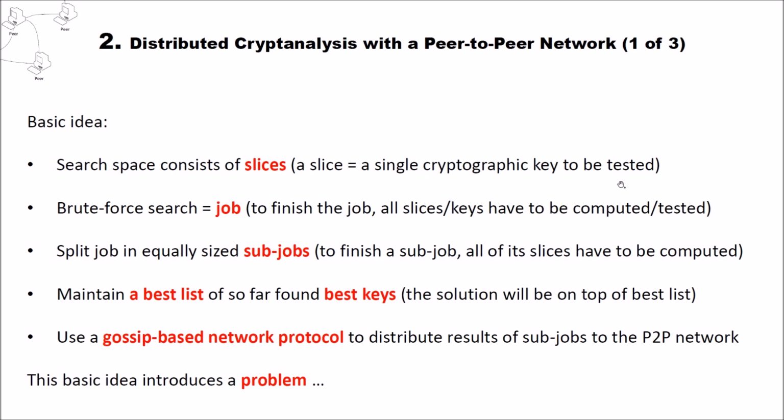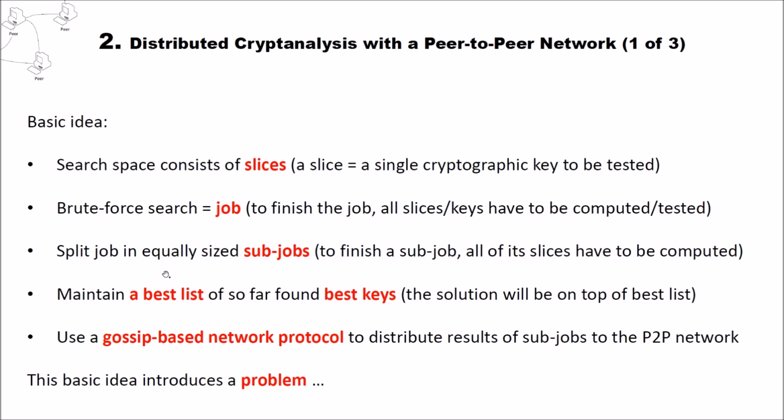And of course, the correct key gives the best value with respect to the cost function. Then our brute force search is a so-called job. And to finish the job, all slices or keys of that job have to be computed or tested. And we split the job in equally sized subjobs. That means that we have not only a single job over the complete search space, we have different subjobs dividing the search space, and each subjob of course consists also of slices. And to finish such a subjob, one has to finish all the slices of the subjob.